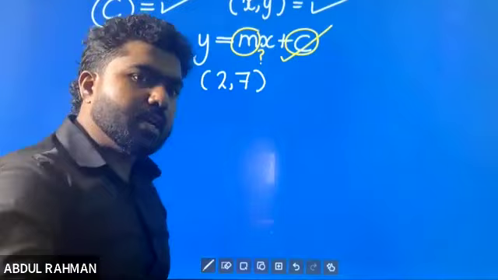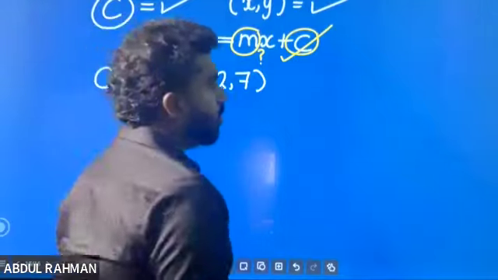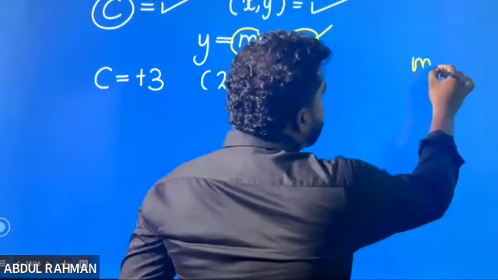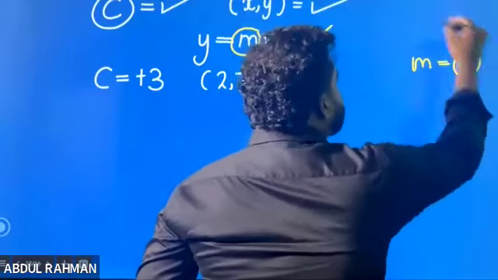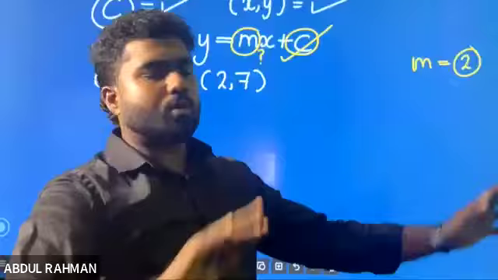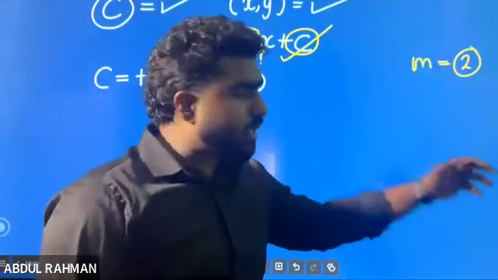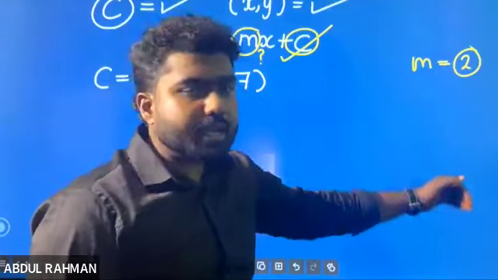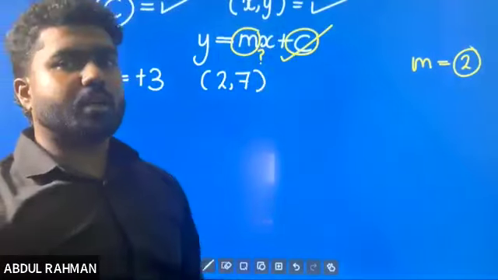Now the next problem is, according to what we studied until now, to find out the gradient, actually I need two coordinates. No? Only then can you apply y2 minus y1 over x2 minus x1. Then, after finding the gradient, you can write the equation of the graph.